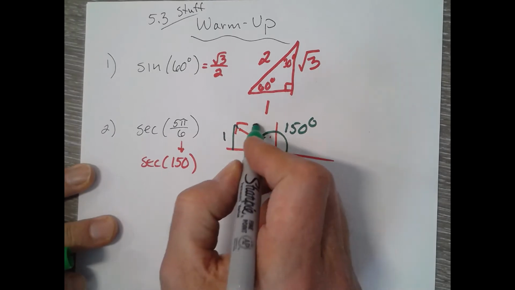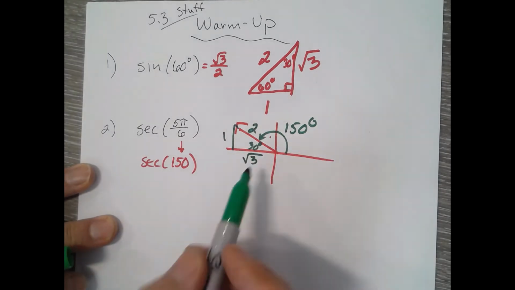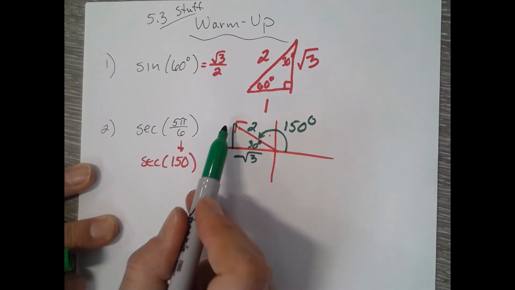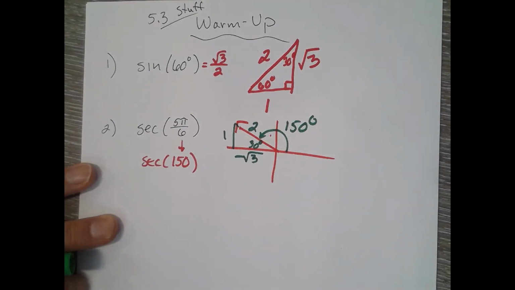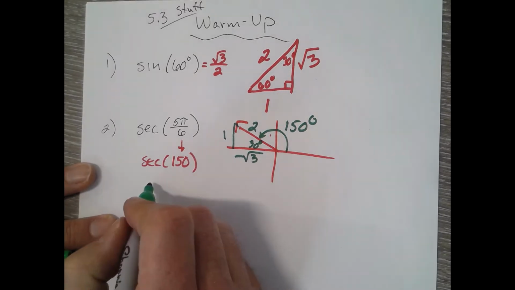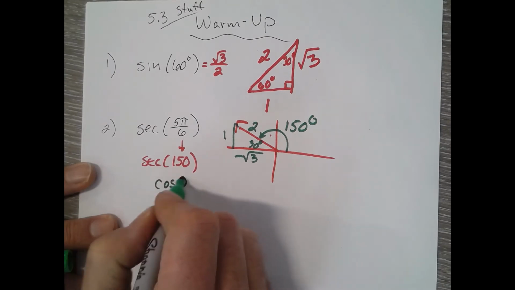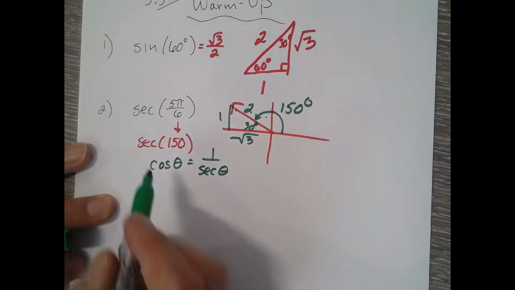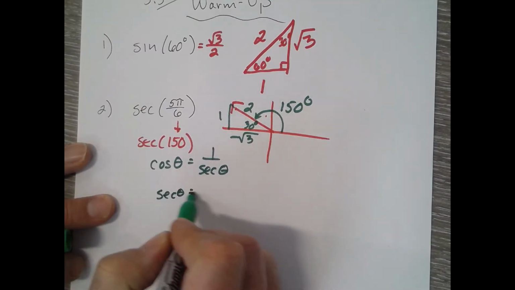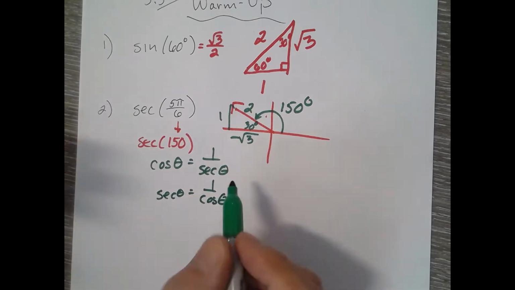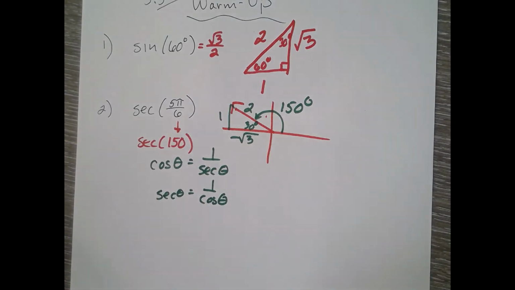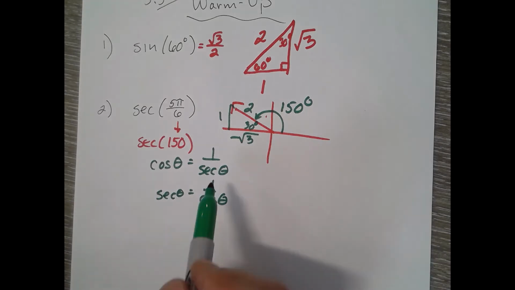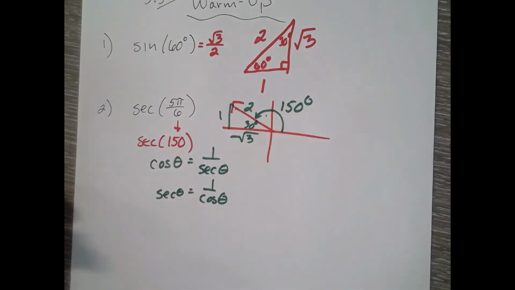1, 2, square root of 3. This one is negative because we're going left. That's positive because we're going up. So secant is the reciprocal of what? It's the reciprocal of cosine. Very good. So you could say that cosine of theta equals 1 over the secant of theta, or secant theta equals 1 over cosine of theta. That's called an identity. We'll be using that later on today in this lesson. So you did not need to write those out. I just wanted to make a point.